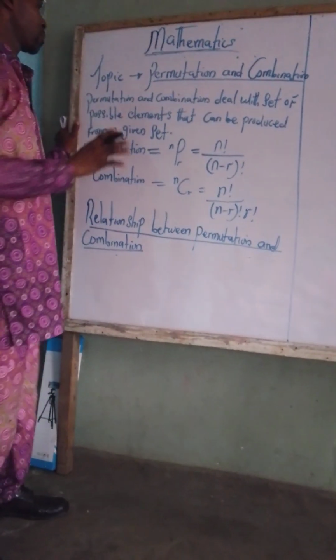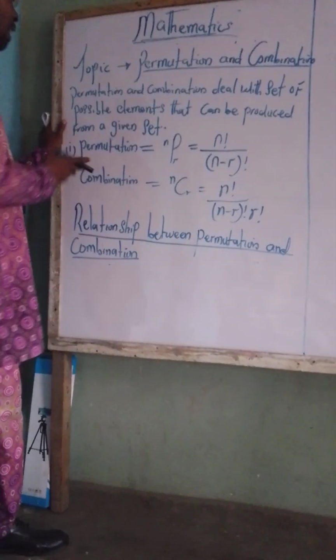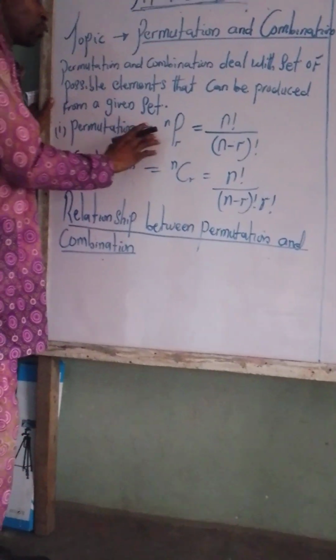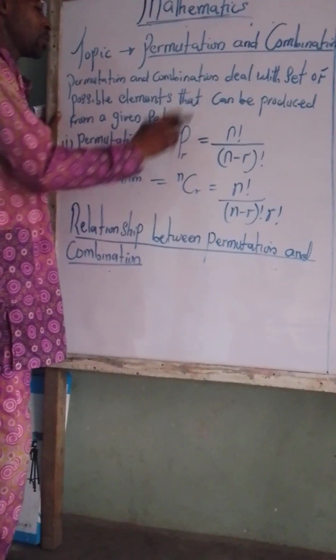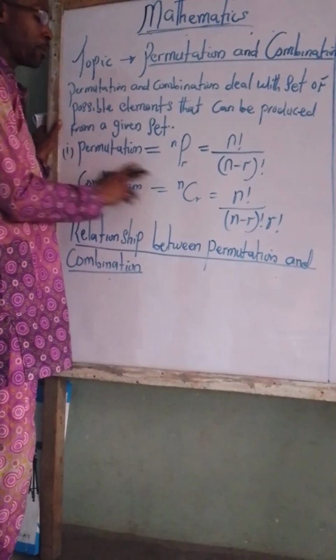I'll be giving you a formula. They deal with combinations of a given element that can be produced from a given set. Now, this is the formula for permutation. You know that this is nPr, the permutation of n things taken r at a time. And this is the formula for combination.